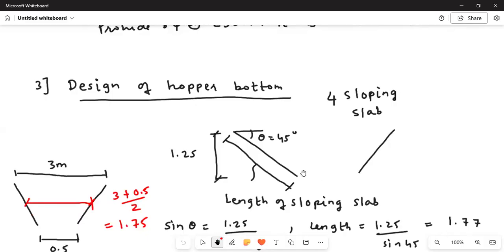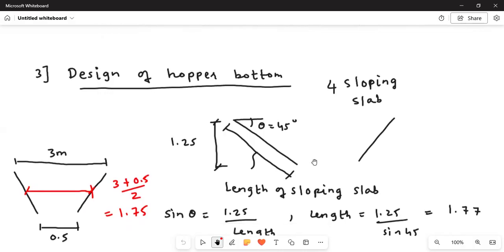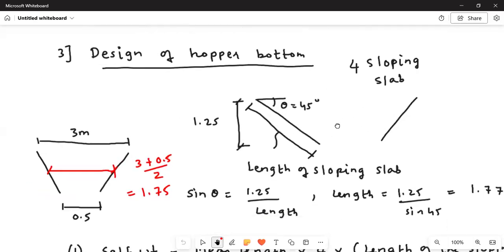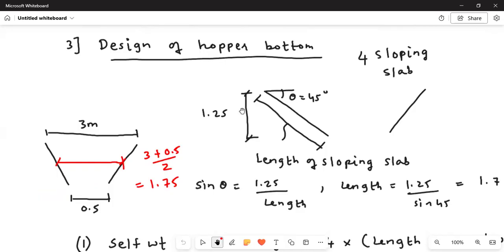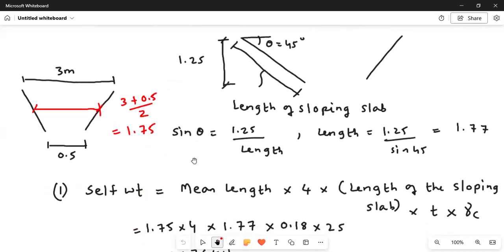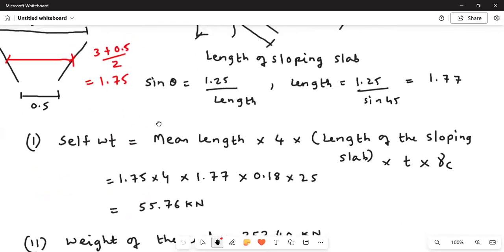Okay. So yesterday we started the design of the hopper bottom. The hopper bottom is nothing but the sloping slab that is provided at the bottom of the bunker. In case of rectangular or square bunkers, you have four sloping slabs, and we have found out the dimensions of the hopper bottom. And first, we need to find the self weight of the hopper bottom.